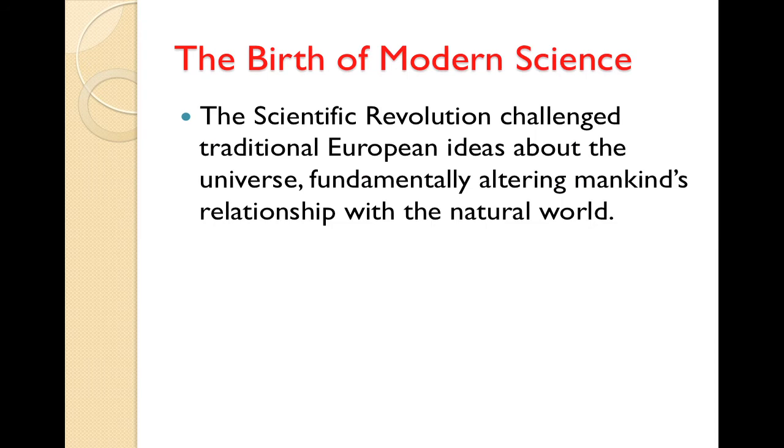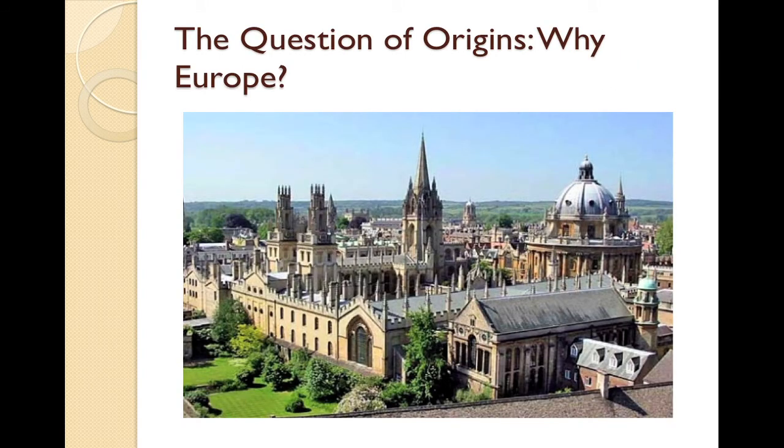The third main section is about the scientific revolution. It's called the birth of modern science. The scientific revolution challenged traditional European ideas about the universe, fundamentally altering mankind's relationship with the natural world. The question of origins, why Europe? This section explores reasons why the scientific revolution began in Europe when other civilizations, such as the Islamic world and China, enjoyed centuries of advanced technological development. There are several reasons.